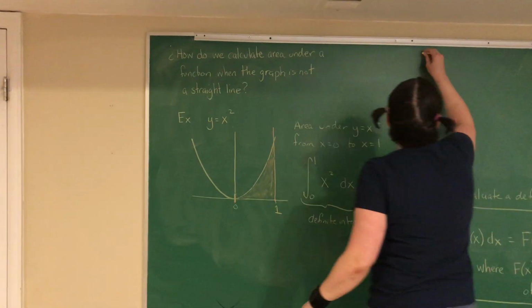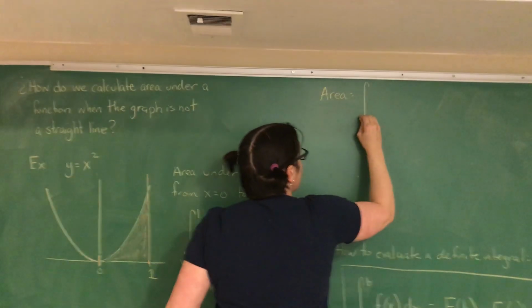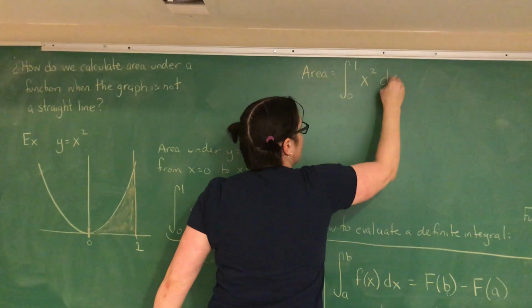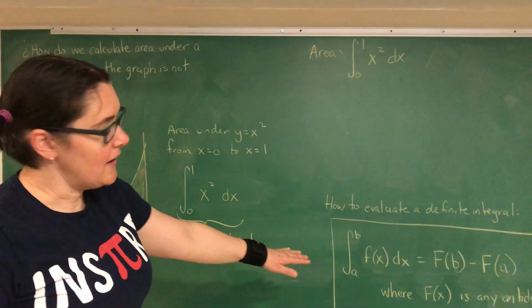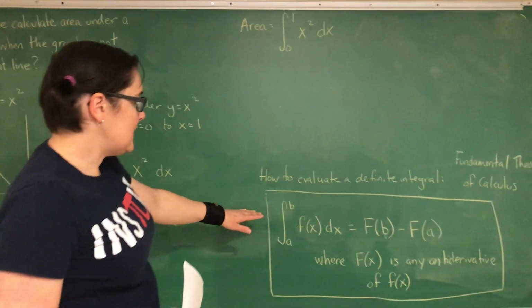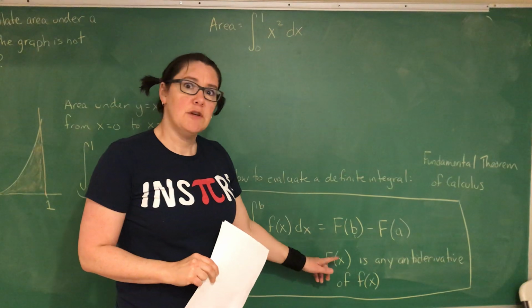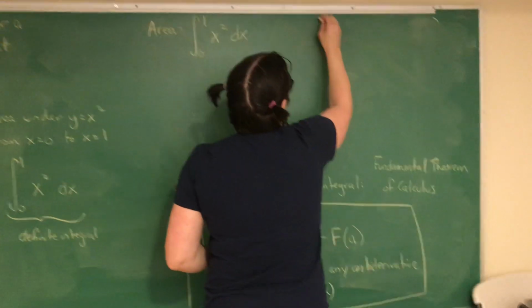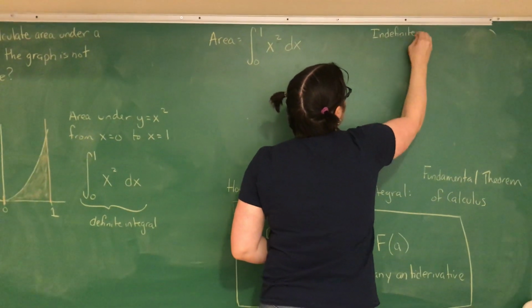Okay, so our area is the definite integral from 0 to 1 of x squared dx. And what the fundamental theorem of calculus says is that the first thing we're going to need to do is to find an antiderivative. So the way that I'm going to work with this is I'm going to do some work off to the side and look at the indefinite integral.